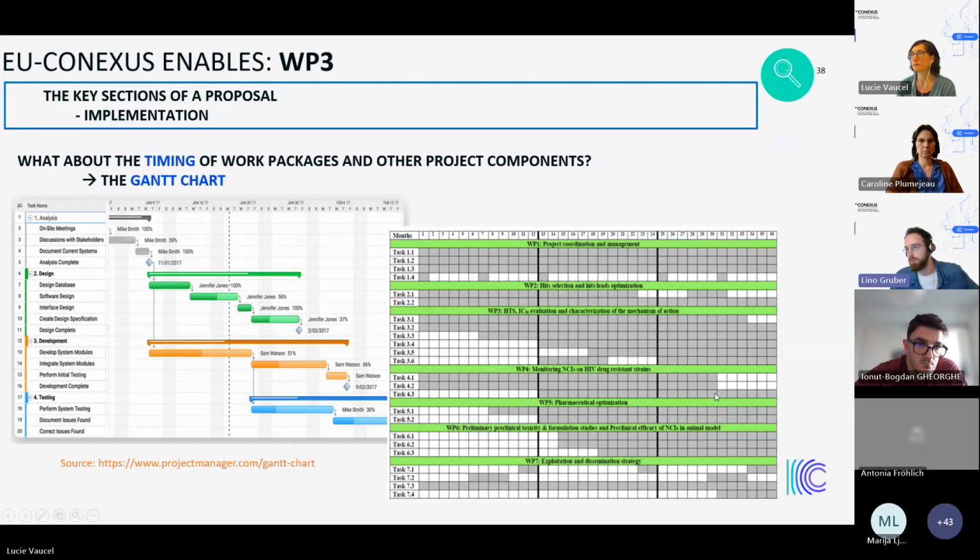If we move on to, yeah, thank you. The next slide, it's about the Gantt chart, which is, let's say, a graphic technique that's used to show the project schedule. And like I said previously, at what point in time the project components happen.